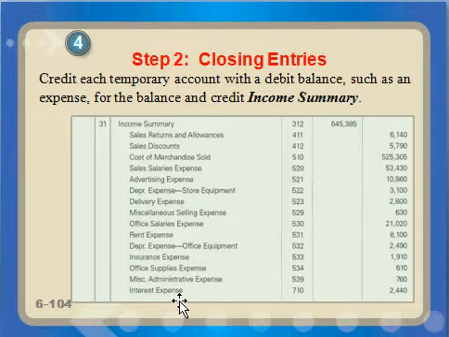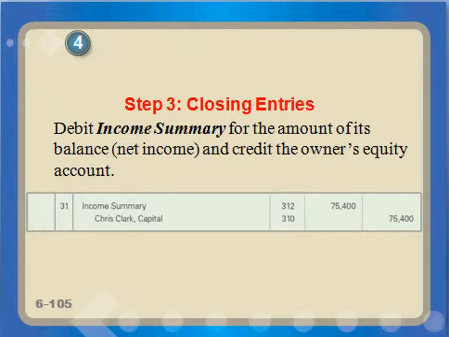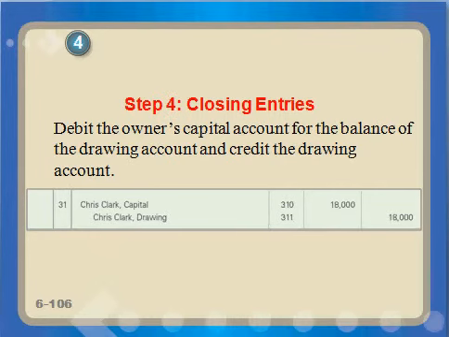But our credit in the income summary did exceed our debit in the income summary, so we've got a profit, and this shows the closing entry for that profit, $75,400. So we debit the income summary $75,400, and then credit Chris Clark Capital, $75,400. And then the last thing we do is we close out the drawing account by debiting the capital. Chris drew $18,000, so we debit the capital $18,000 and credit the drawing account $18,000.